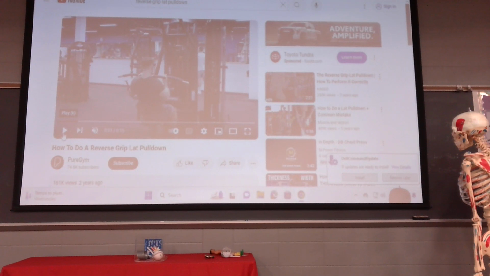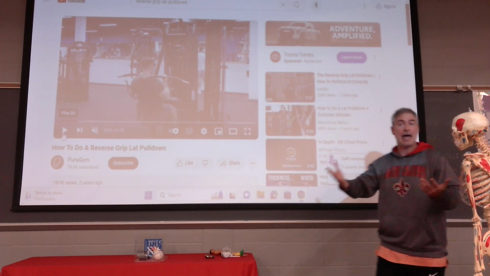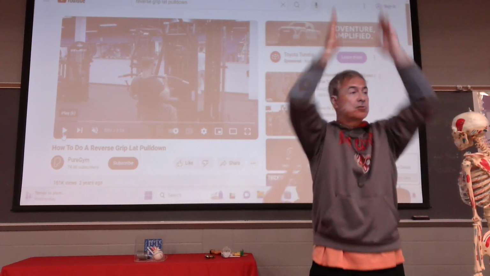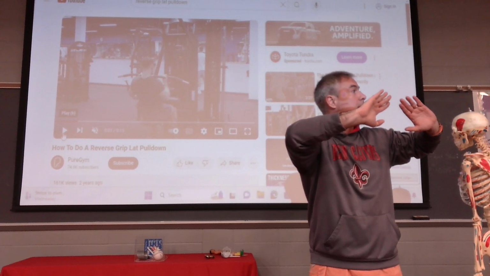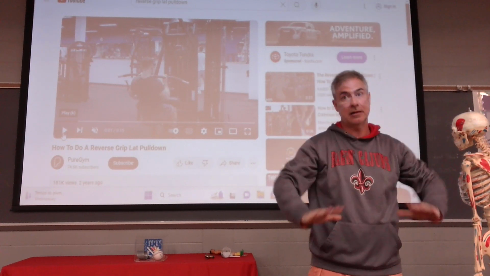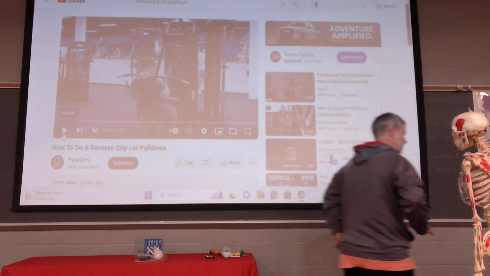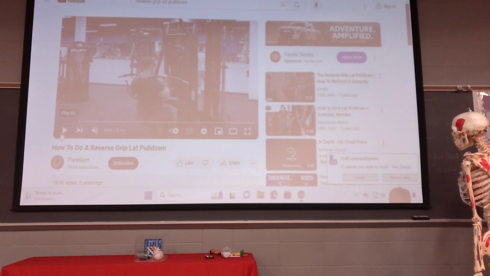extension of the shoulder and downward rotation of the scapula. May not seem like it, but it has to happen. When you do this, your scapula is still going to upwardly rotate. So when you come back, it's going to downwardly rotate. Flexion with upward, extension with downward. Flexion with upward, extension with downward.